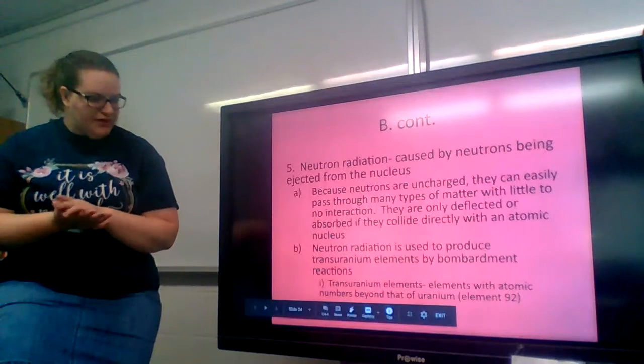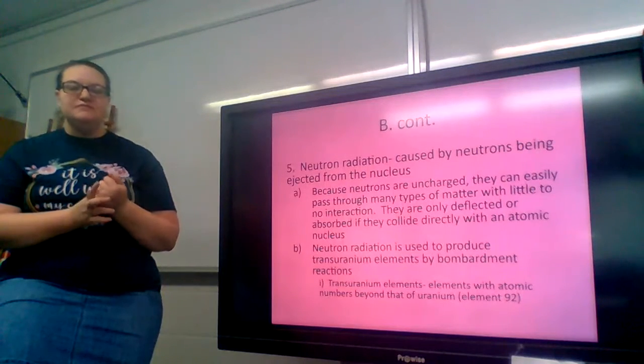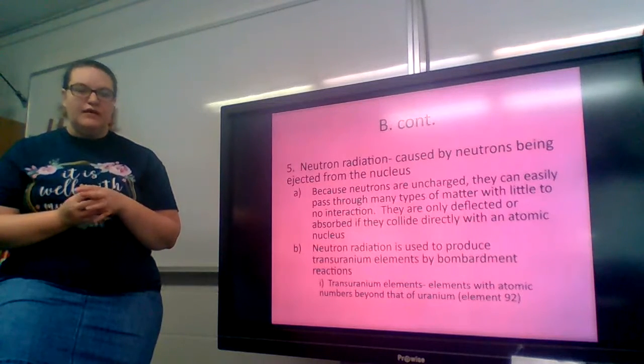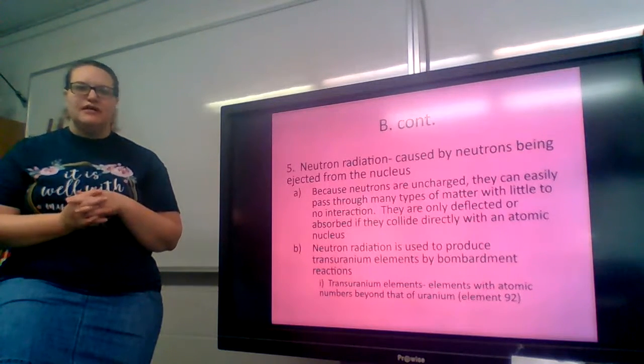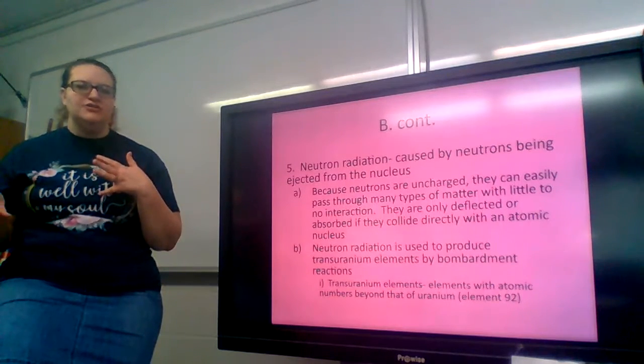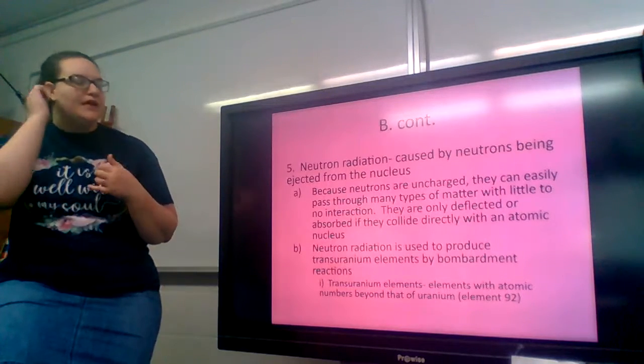And then you have neutron radiation. Neutron radiation is interesting because you don't hear it talked about a whole lot, okay? Neutron radiation is kind of like the ugly stepchild of radiation. It's one of those things like we know it's there, but we never talk about it, okay?